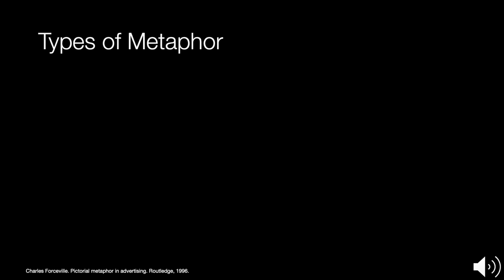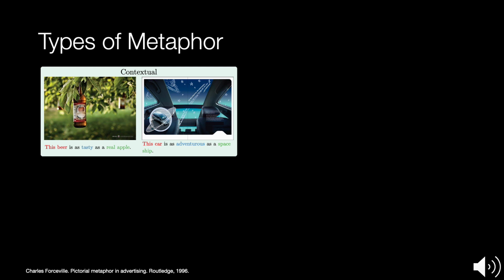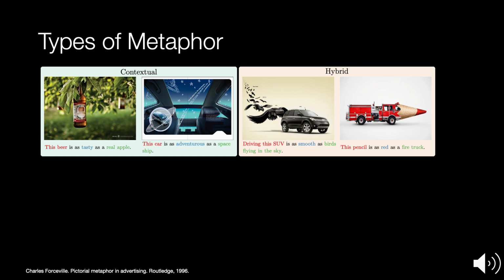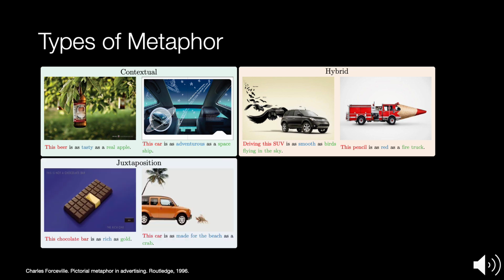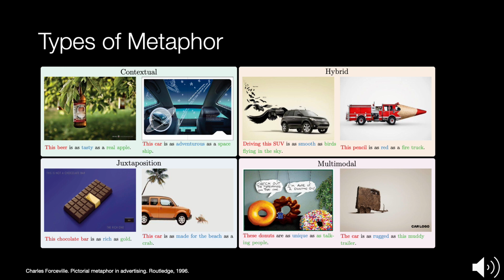There are different types of visual metaphors. The type depends on how the primary and secondary concepts are visually depicted. In contextual metaphors, either the primary or secondary concept is not explicitly visible, but is inferred from the context, for example, apple in the first image. In hybrid metaphors, the primary and secondary concepts are visually conflated. Juxtaposition forms one of the simplest visual metaphor types, where the two concepts are just presented next to each other. Multimodal metaphors represent one of the concepts with another modality, such as text or logo.